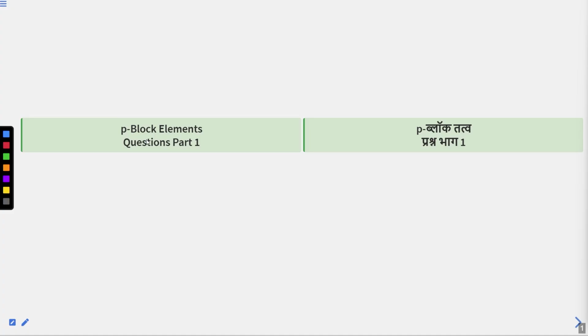Hello everyone. Today we are going to see some practice questions from the chapter P block elements. This is part 1. Let's start.